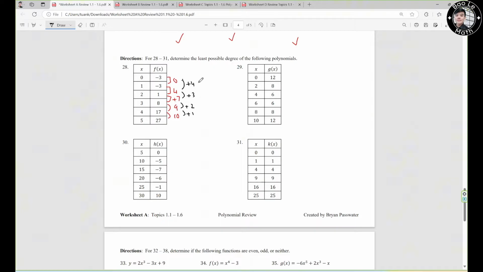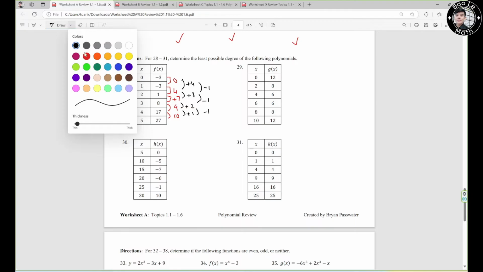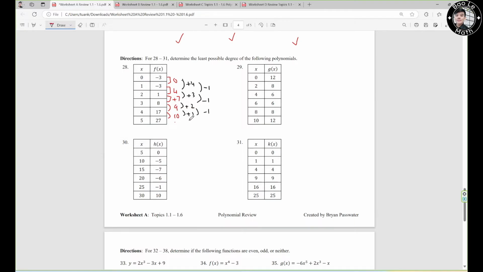So next, in order to get 3 from 4, I'm going to subtract 1. This one, I'm going to subtract 1. This one, I'm going to subtract 1. So after the first, second, and third difference, all the outputs right here are the same, right? So the function has degree 3, because the third difference is constant.